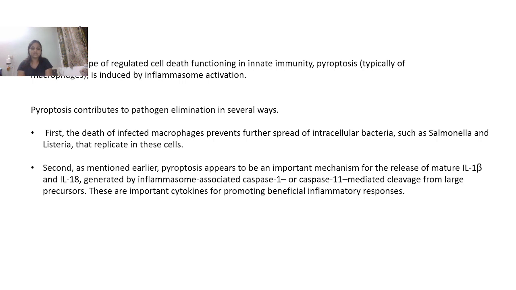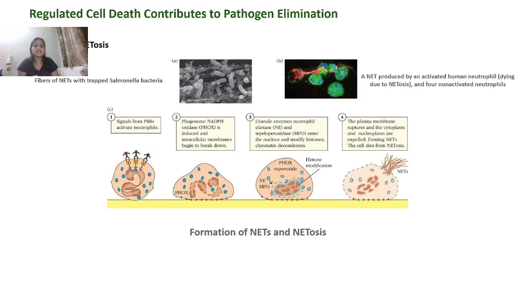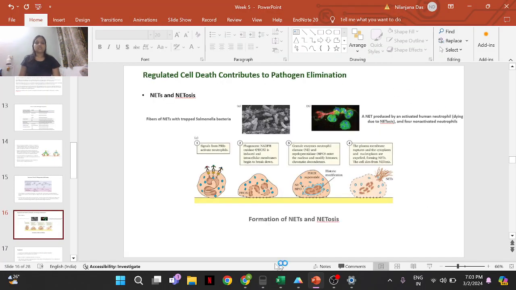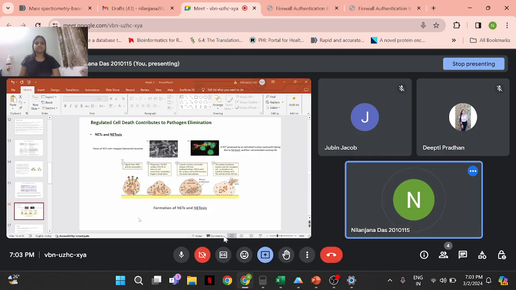Apart from this NETosis, there are other processes. As I already told, one is apoptosis, which is programmed cell death, and another process is pyroptosis. Actually, these are the different types of regulated cell death. Regulated means it is regulated by our body. It is not sudden, and it is pre-planned. Like this cell has to die, and there are different processes by which these cells can undergo this death process.